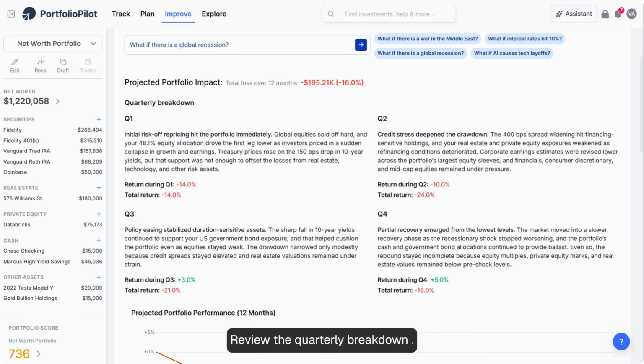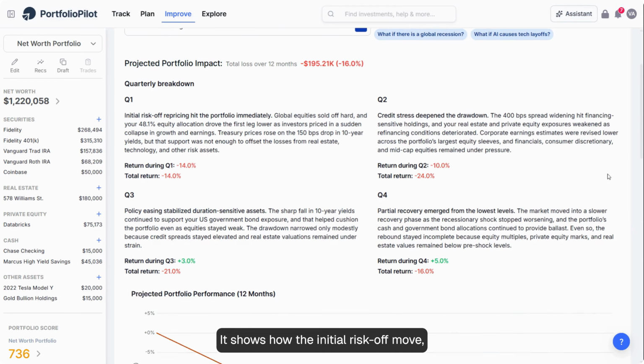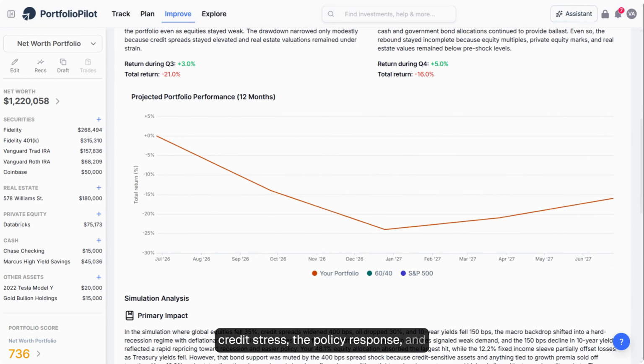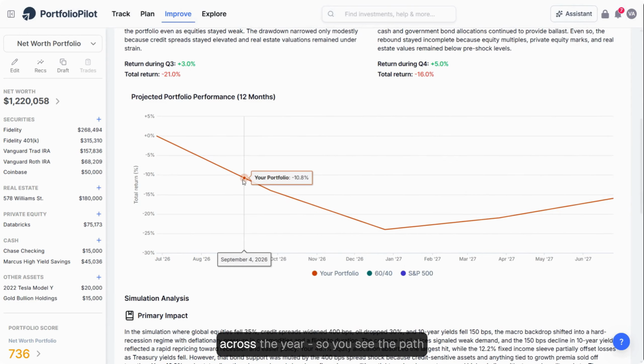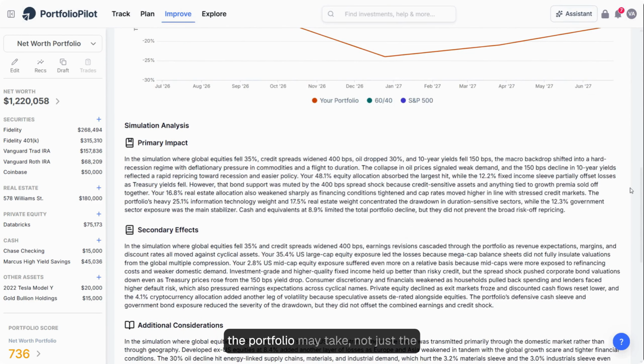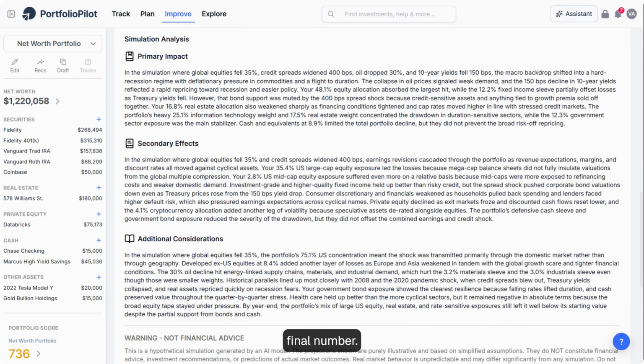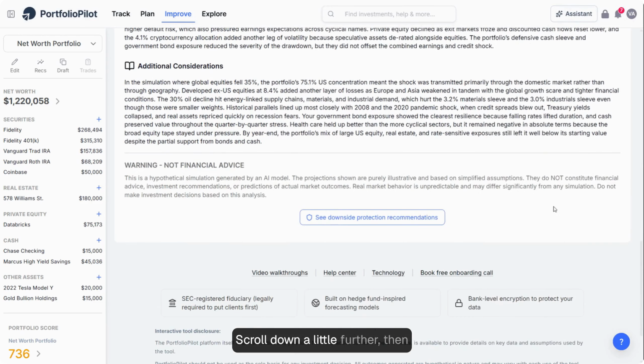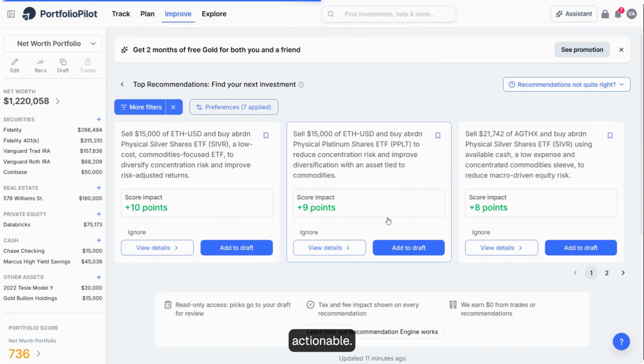Review the quarterly breakdown. It shows how the initial risk-off move, credit stress, the policy response, and a partial recovery could play out across the year. So you see the path the portfolio may take, not just the final number. Scroll down a little further, then downside protection recommendations. This is where the simulation becomes actionable.